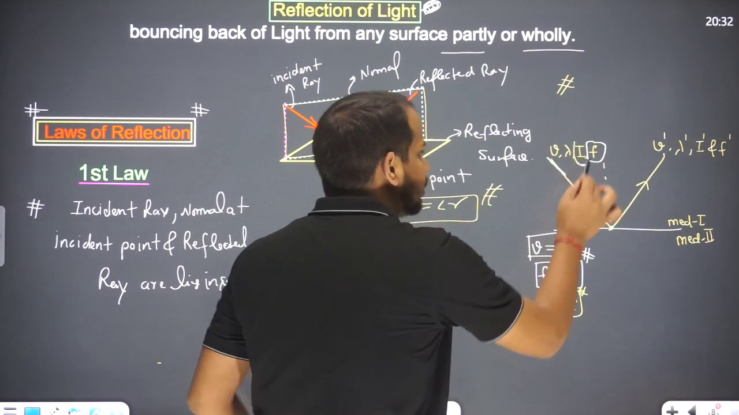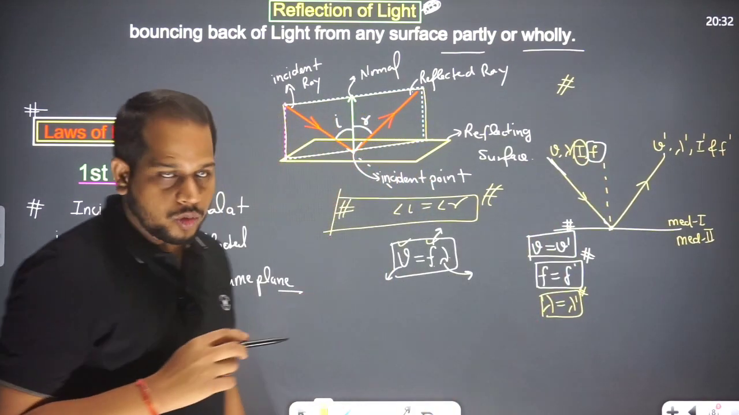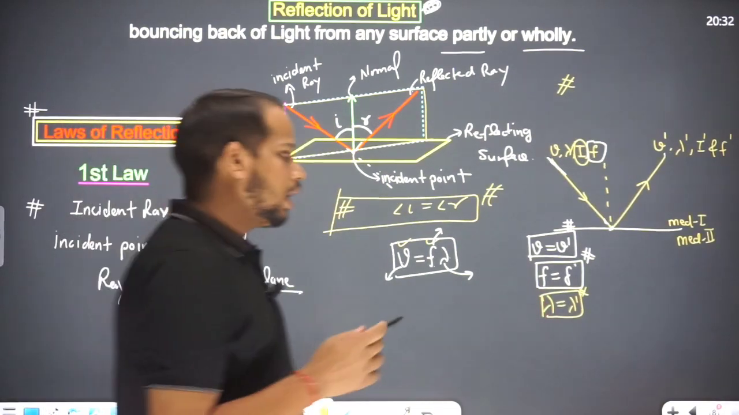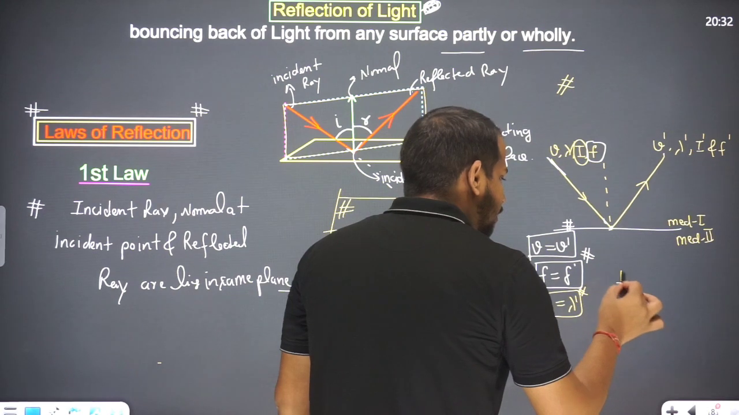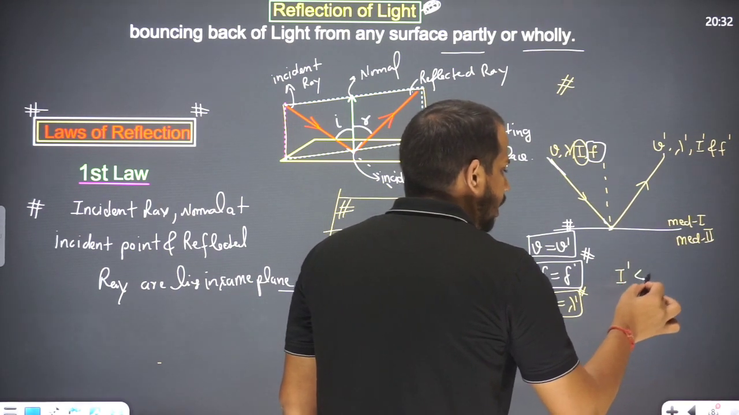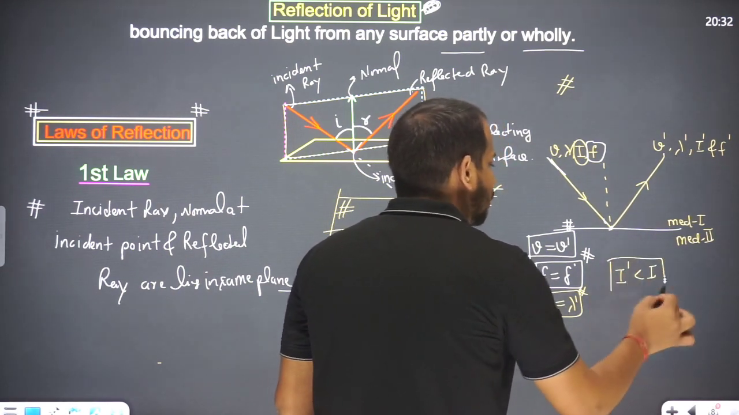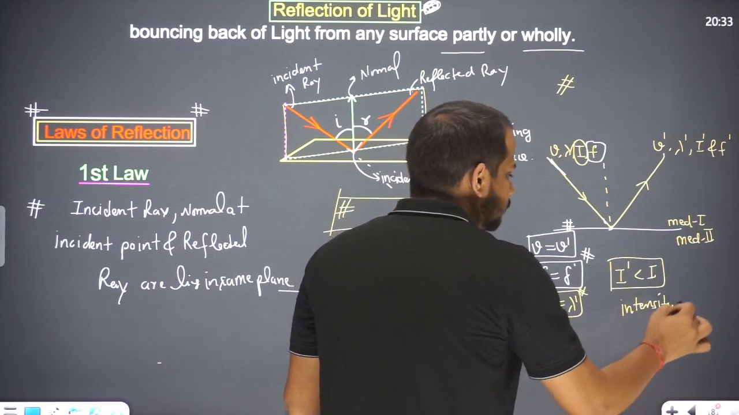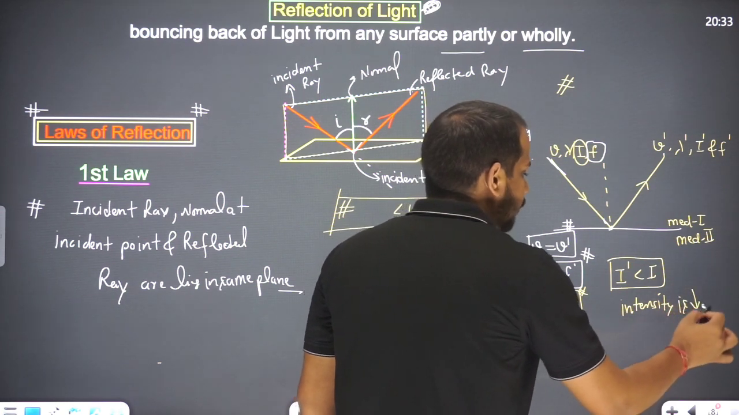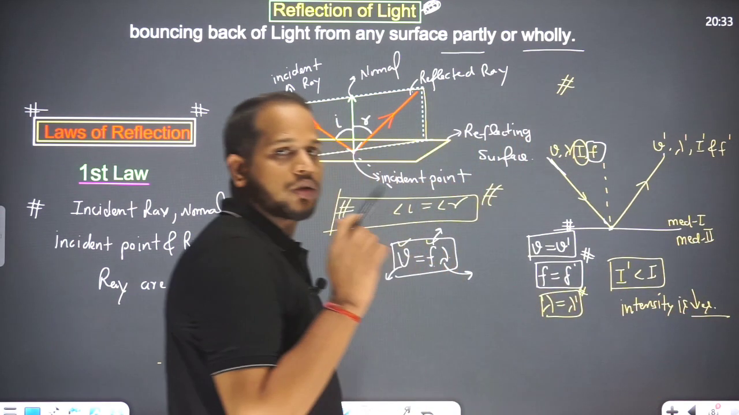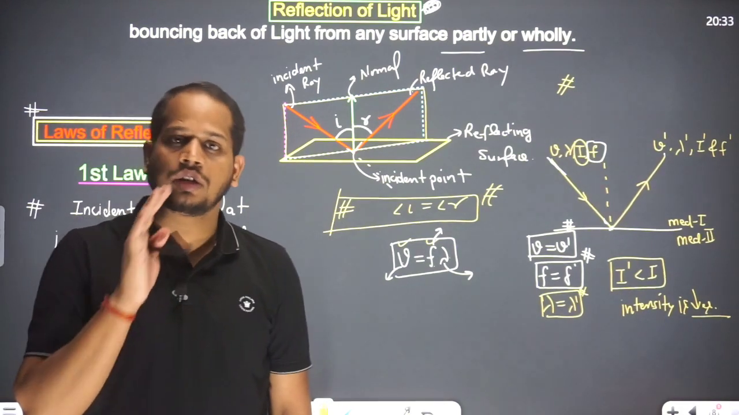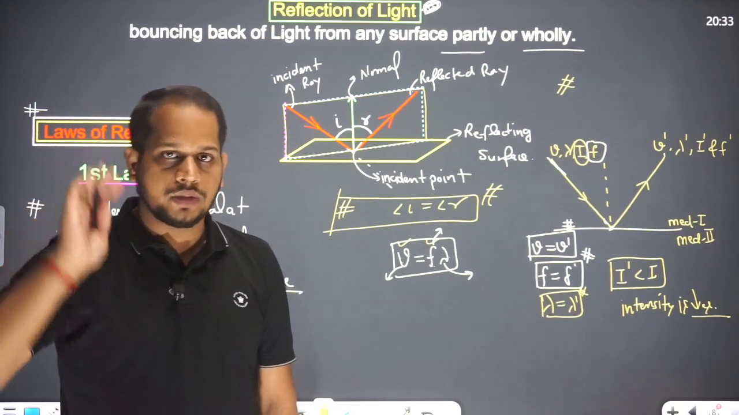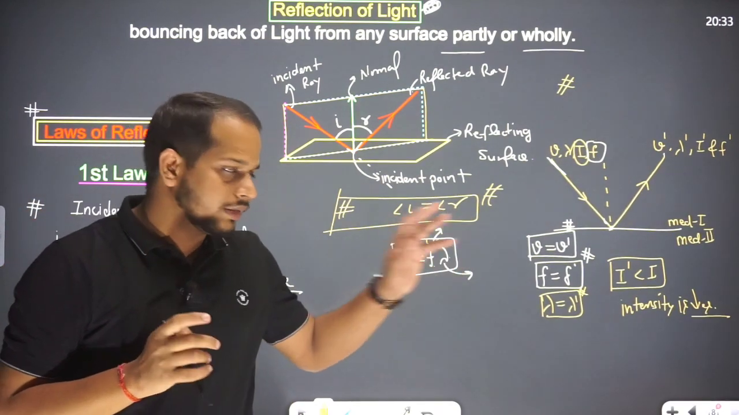Now let's see the next one, intensity. In reality, the intensity changes. After the reflection, the intensity changes. I dash is less than I. Or in general, we can say the intensity decreases. And one thing, we are discussing only reflection. We are not discussing total internal reflection. That is an entirely different phenomenon. In this one, the intensity decreases.